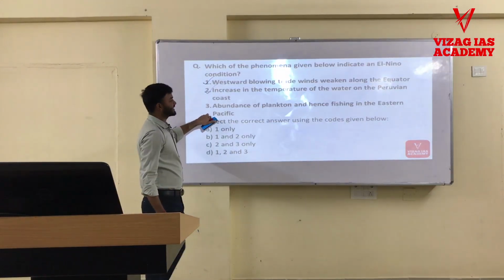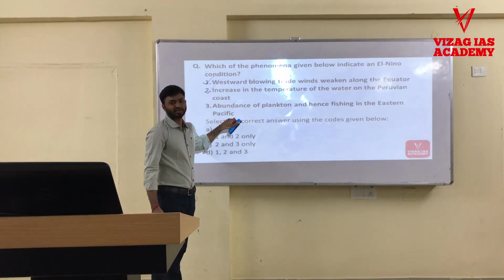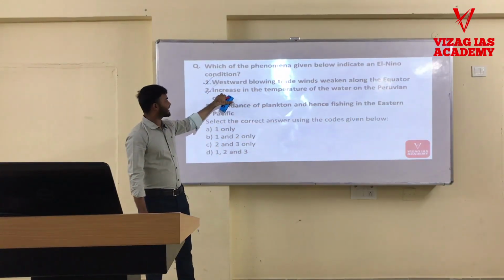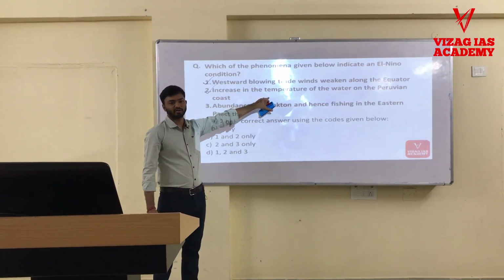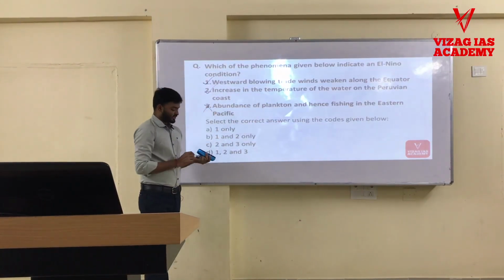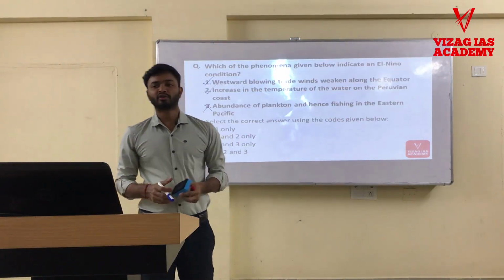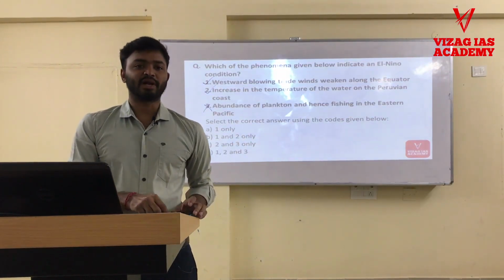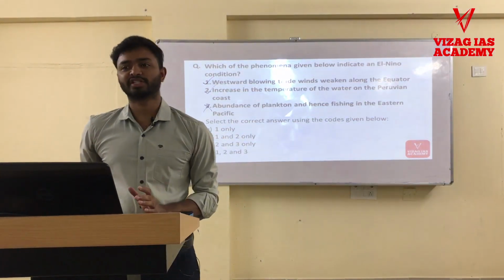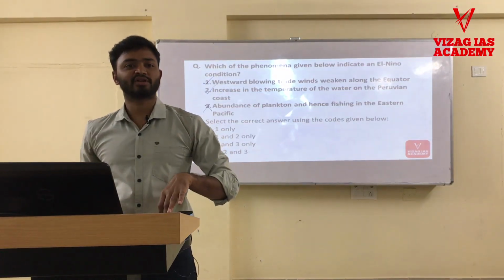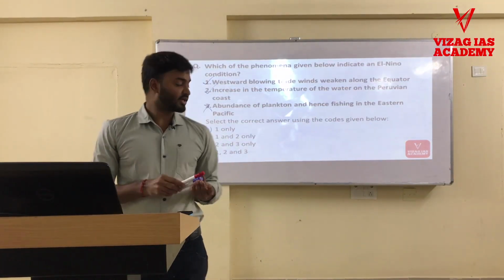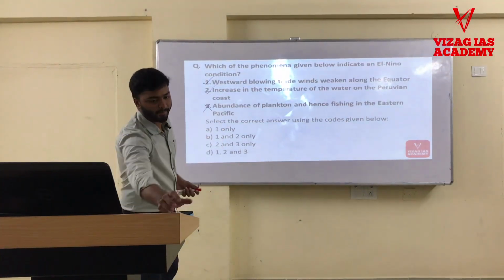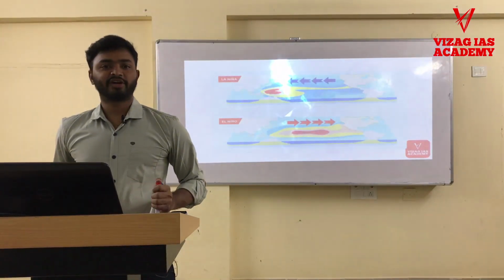Abundance of plankton and hence fishing in the Eastern Pacific. We are talking about the Eastern Pacific, that means towards the coast of Peru. This is a false statement because generally along the Peruvian coast there is upwelling of cold water, which provides nutrients for plankton growth, and hence it is an important fishing ground. Whereas all these conditions are altered because of El Nino conditions. So there is not any abundance of plankton and fishing in the Eastern Pacific. So this is a false statement. These are some of the important current affairs related questions. Okay.